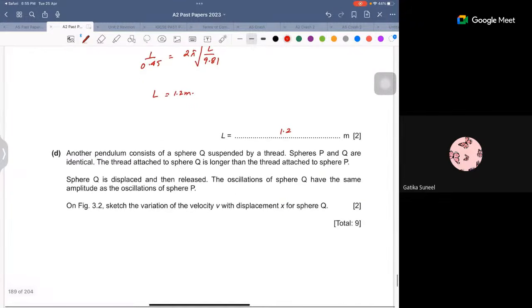Anyway, then the pendulum consists of sphere Q suspended by a thread. Spheres P and Q are identical. The thread attached to sphere Q is longer than the thread attached to P. Okay, sphere Q is displaced and then released. The oscillations of Q have the same amplitude as the oscillations of P. Sketch the variation of velocity and displacement.